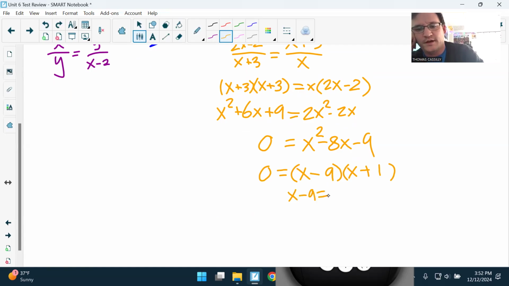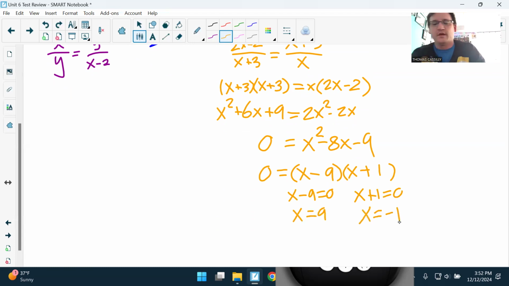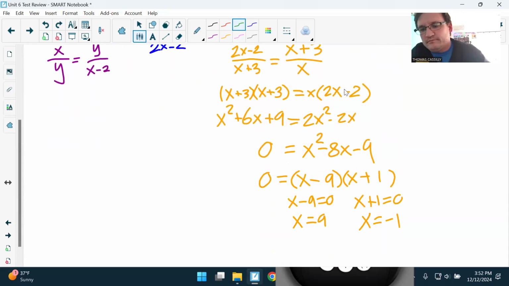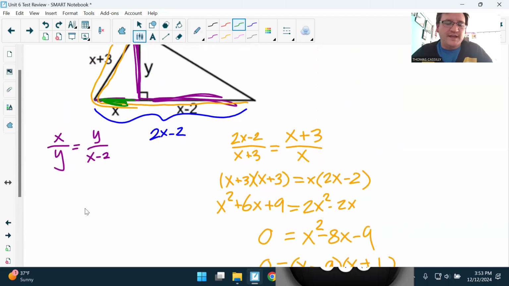So x minus 9 equals 0 and x plus 1 equals 0, therefore x equals a positive 9 and x equals a negative 1. Now, which one is not going to be any good? Clearly the negative 1, because I can't have a negative 1 side length. Again, we're plugging into the picture, not the equation. So that negative 1 is out. x equals 9 is going to be our correct x value. We know x equals 9.